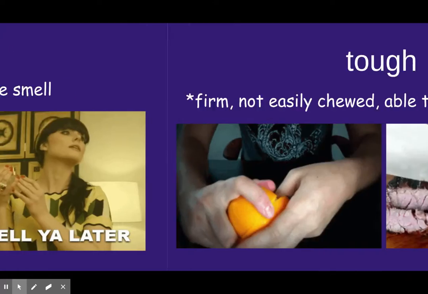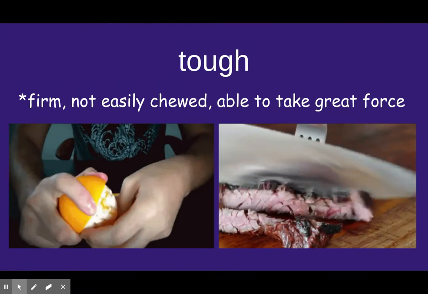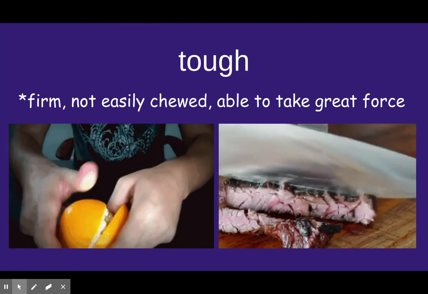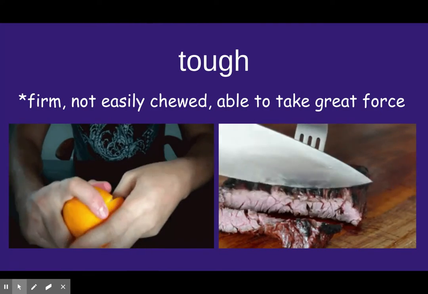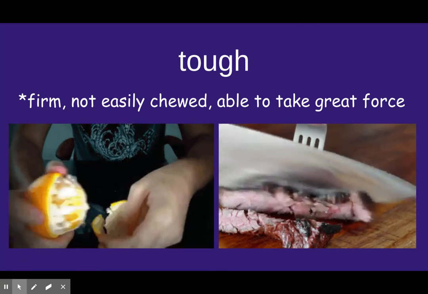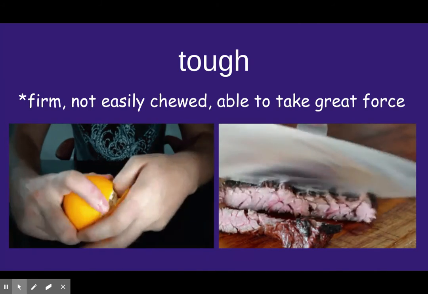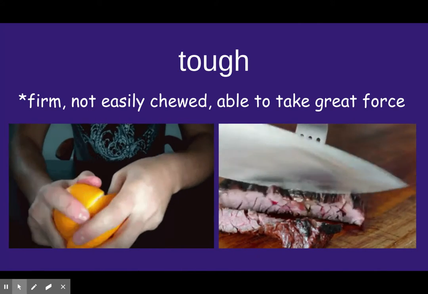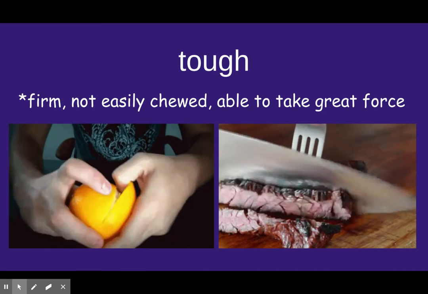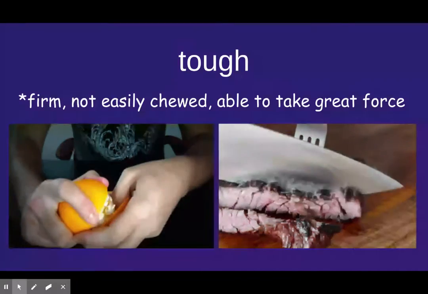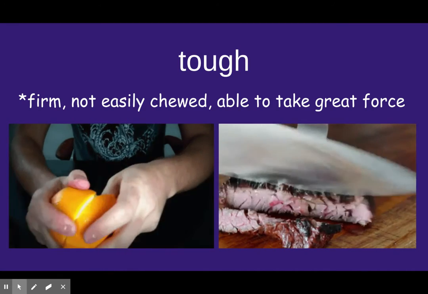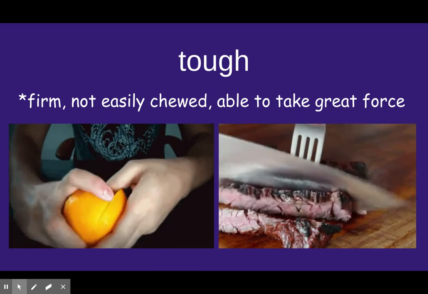The next word is tough. And what tough means is firm, not easily chewed, or able to take a great amount of force to break it apart. A person can be tough. Meat can be tough. The skin on an orange, like you see in the picture, can be tough to get off.